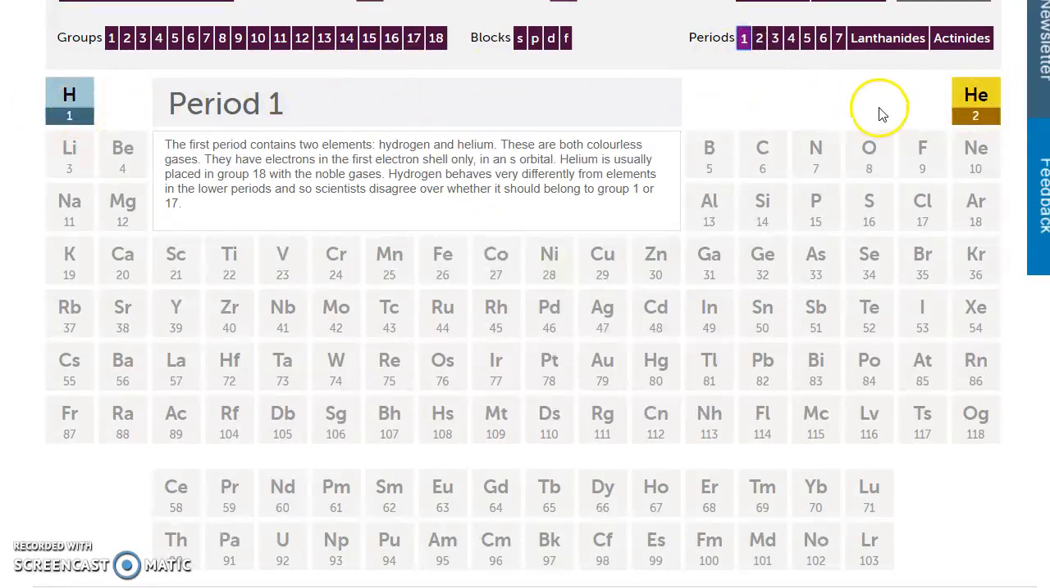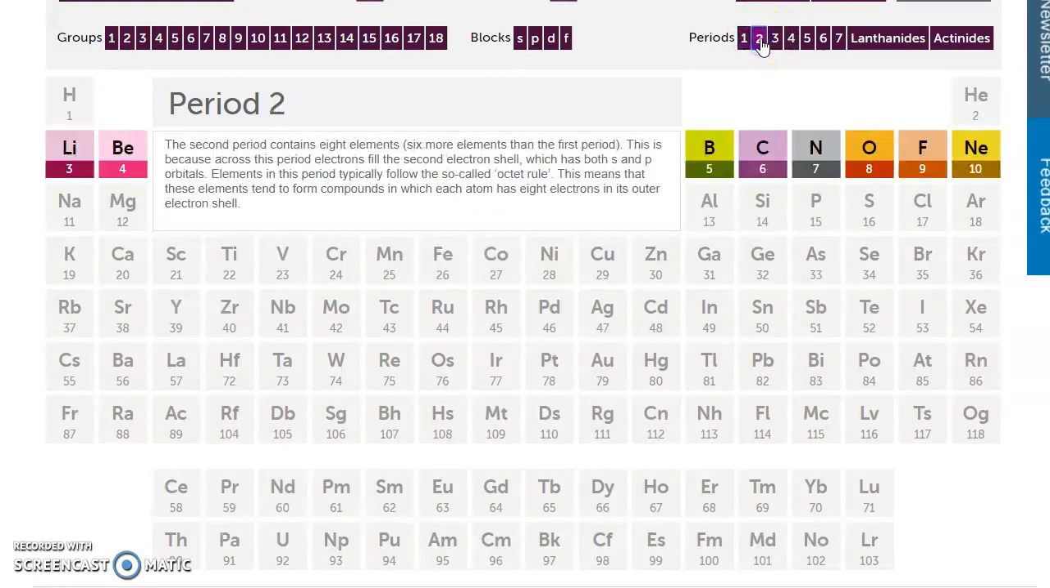And that's because they only have 1 shell. So this one here has 1 electron in its outermost shell, or 1 electron in its only shell. And helium has 2 electrons, which is the first shell. So that's why it has a full outer shell and it appears here. The second period, all of these have 2 electron shells, working up to neon where the electron shell is full. So 1 in the second shell, 2, 3, 4, 5, 6, 7, 8, a full shell.